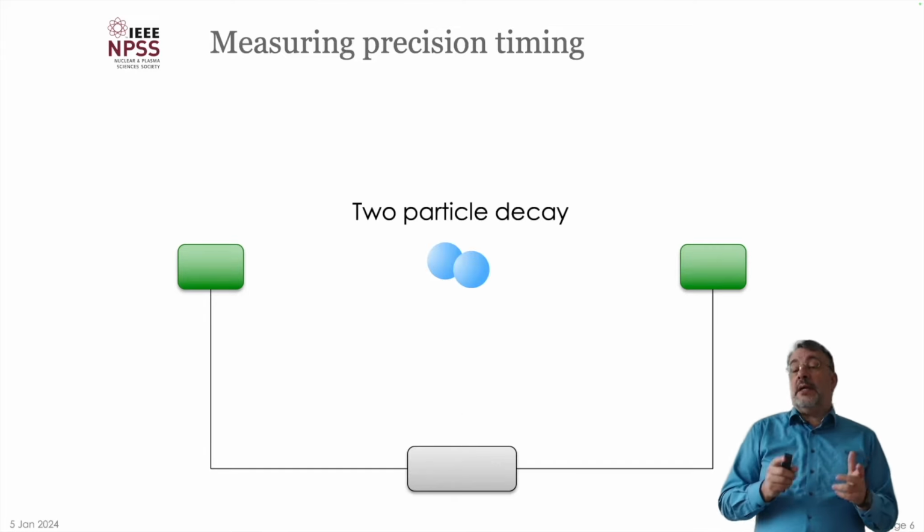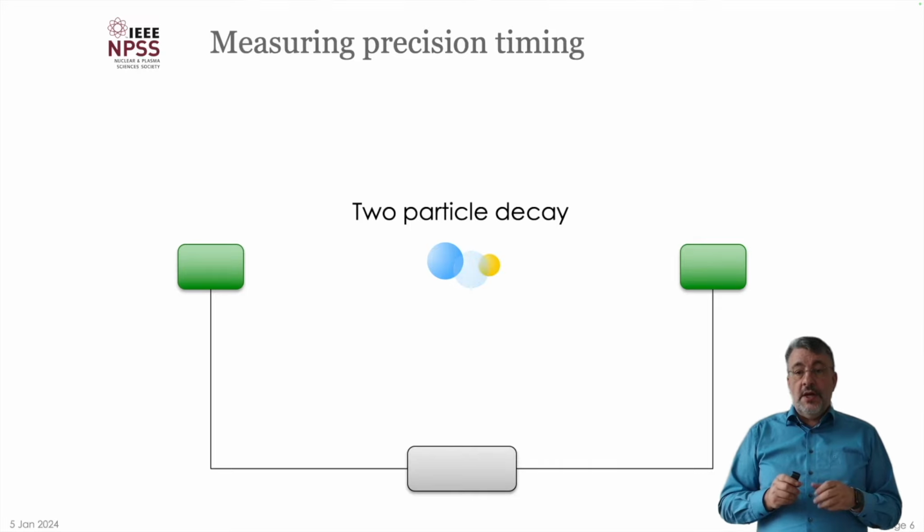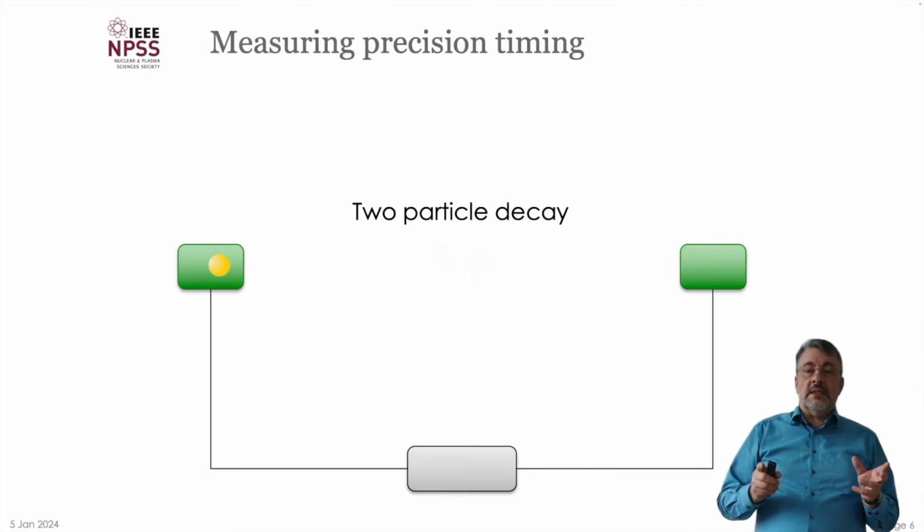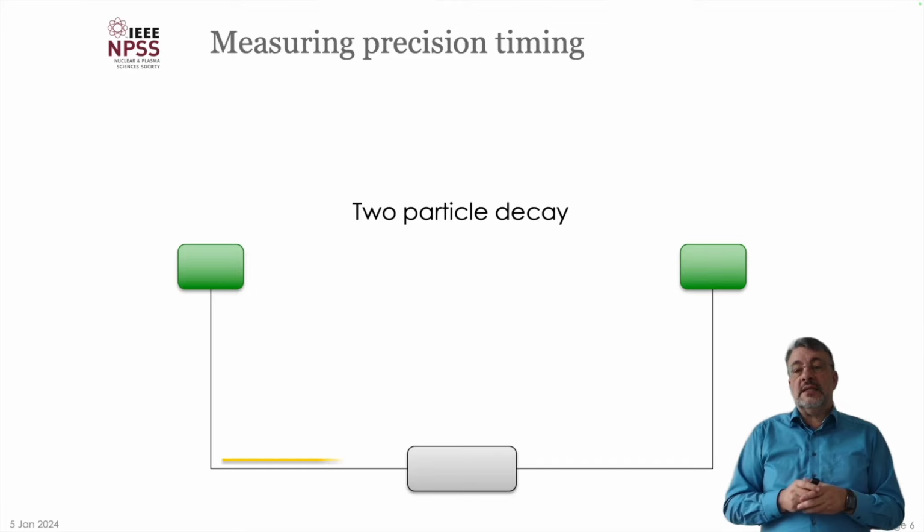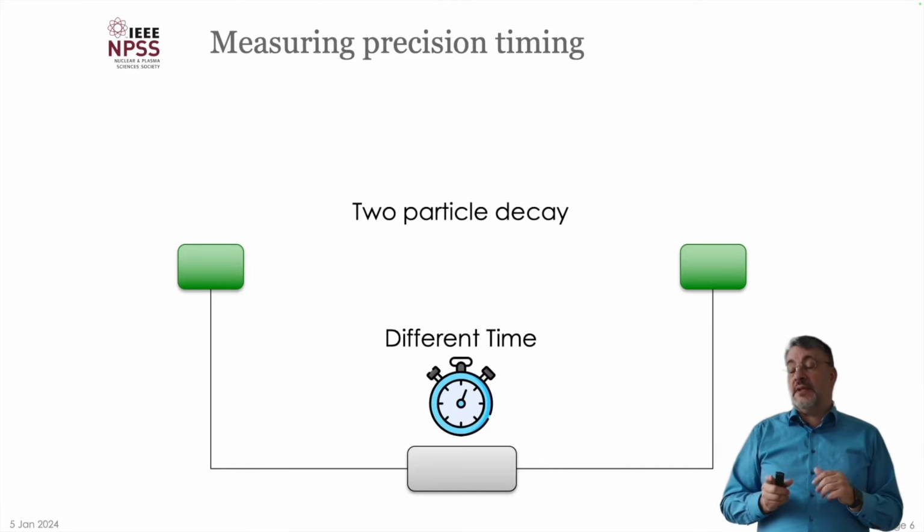If you now have two particles, they usually do not decay exactly at the same time. So the first decays and then the second. You again register the signals in your electronics, but now you measure a different time.